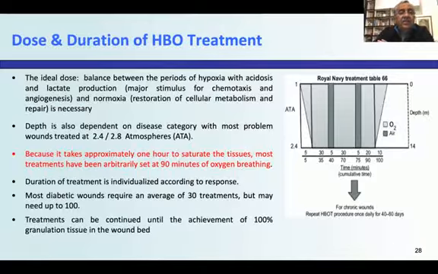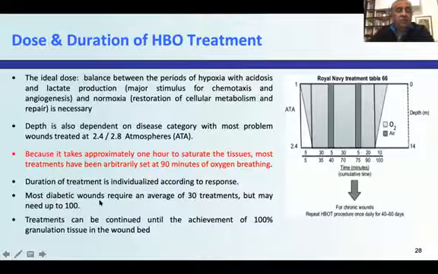The dose and duration of hyperbaric oxygen: because it takes approximately 1 hour to saturate the tissues, most treatments have been arbitrarily set at 90 minutes of oxygen. So it takes about 60 to 90 minutes for all the tissues to get infiltrated with additional oxygen. And for chronic wounds, repeating the hyperbaric procedure once daily for 40 to 60 days could be required for complete healing to take place.